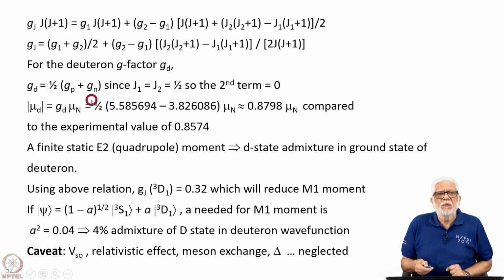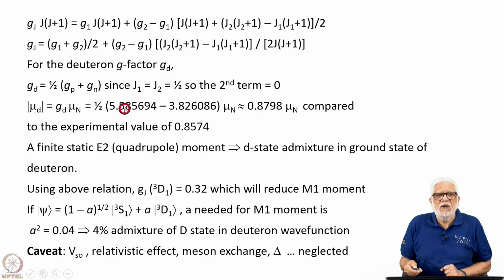Now for a deuteron, the G factor is just given by half of this, because of course J1 is equal to J2, so this second term drops out and is 0. So you get just half of Gp plus Gn. So the magnitude of this is just half of the nucleonic magnetic moments, in terms of the nuclear magneton.